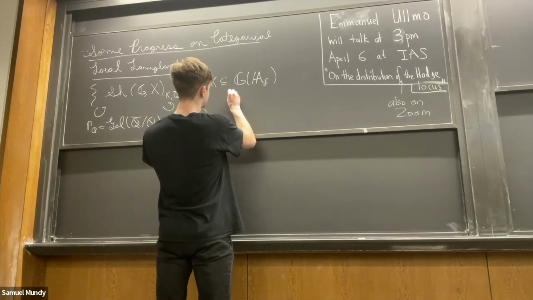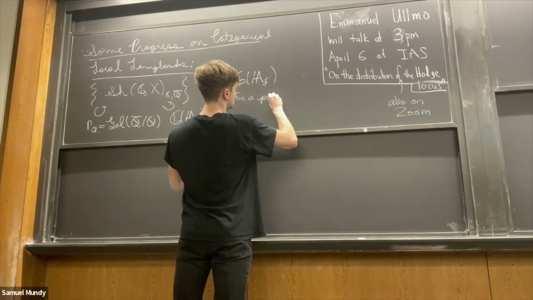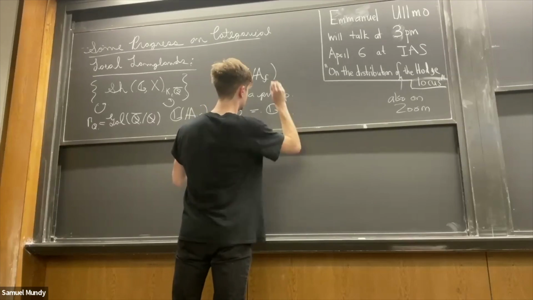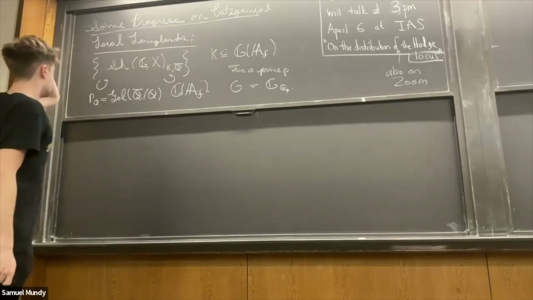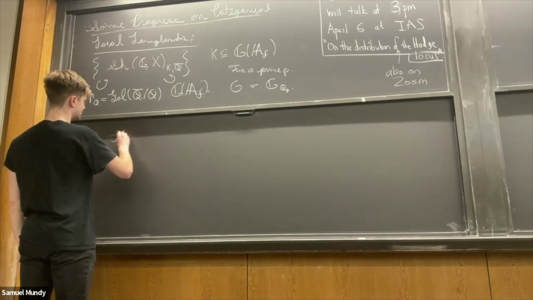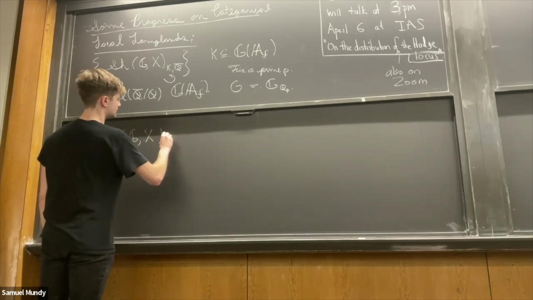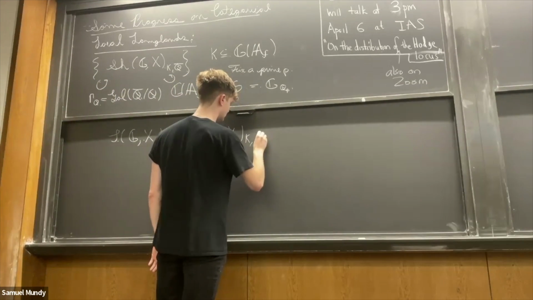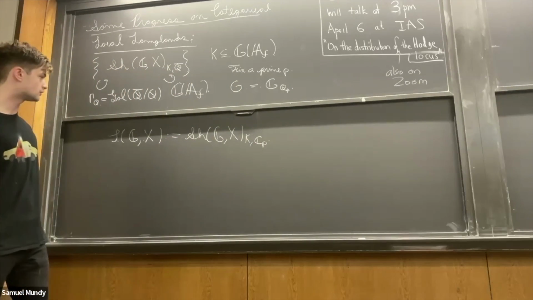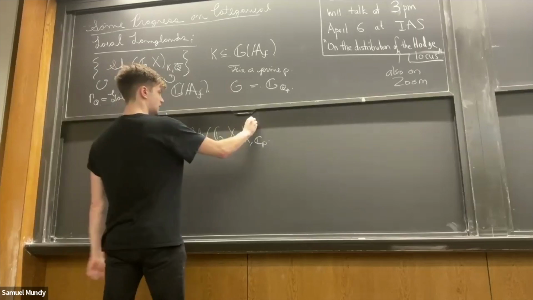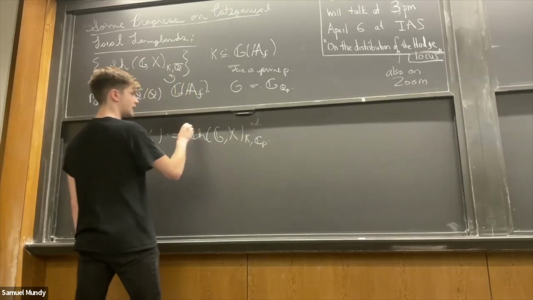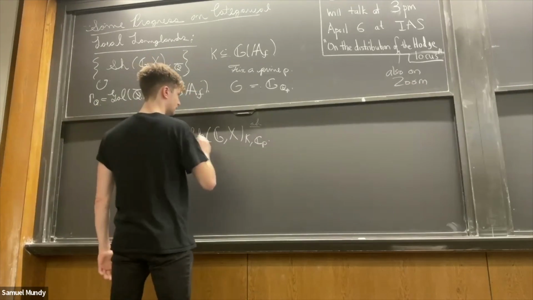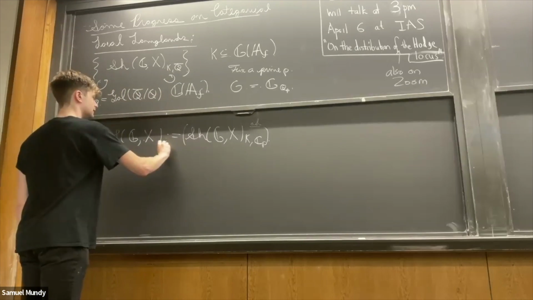So let me fix a prime p. Let me write G for the base change of this group to Q_p. And so what I want to do is consider these spaces base changed to the completed algebraic closure of the p-adic numbers. And then I want to regard this as an adic space or a rigid analytic space or a p-adic manifold. Do this. So I get this space here.